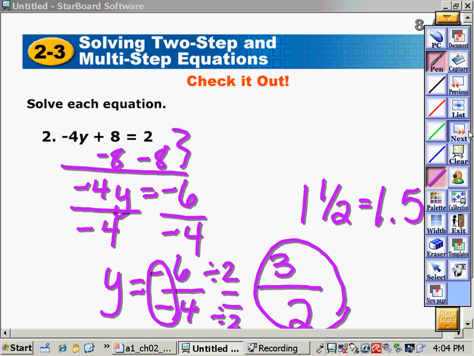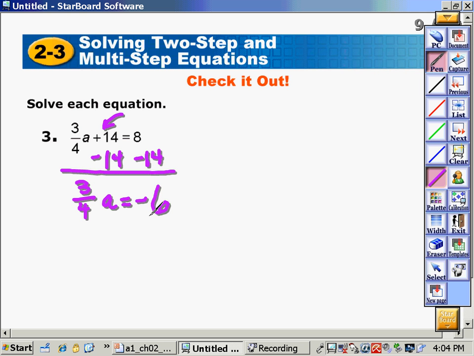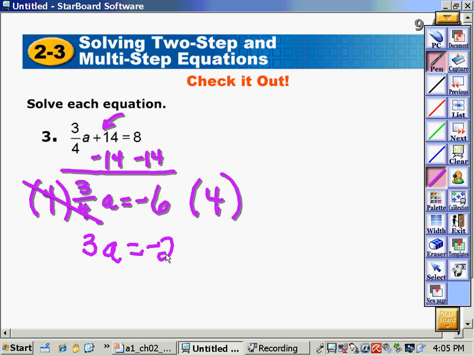Number 3 is one we really haven't seen exactly before, and your teacher from last year may have taught you a little differently. Let's try it and see what happens. The 14 I need to move to the other side. Using inverse operation, I'm going to subtract 14. Drop the 3/4 a. And we have a negative 6 on the right. Now, I would suggest multiplying each side by 4. That's going to clear that fraction. The 4's cancel. Now it looks very simple. 3a is negative 24. The inverse operation of multiplying by 3 is to divide by 3. And a is negative 8.